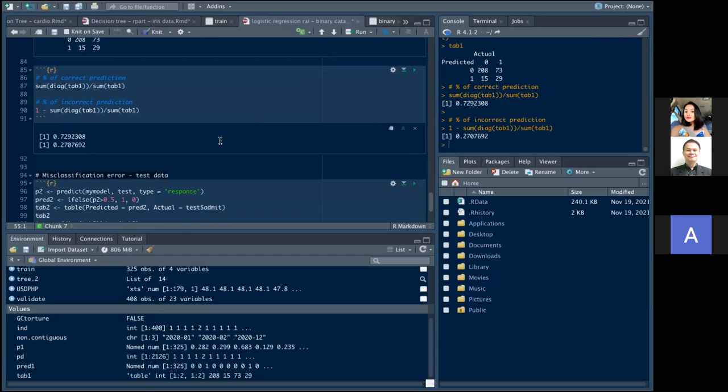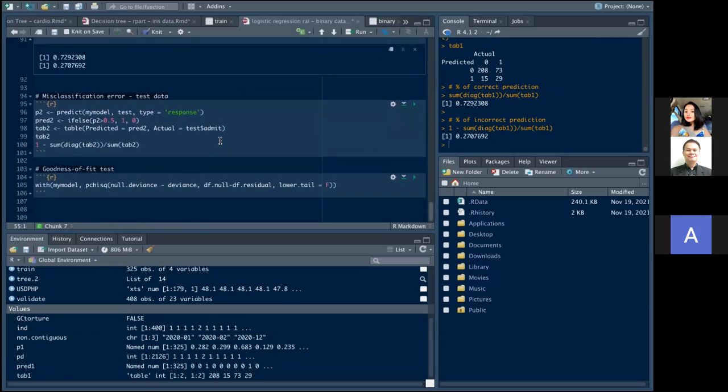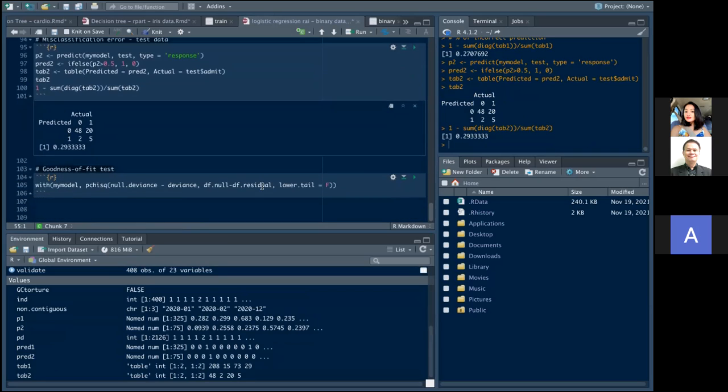And then the last one will be testing our model on our test data, because we did it first for our trained data. Kindly run the whole 96 to 100. Go down, please. We didn't include the sum. So the correct one is 71%, and the wrong is 29%.